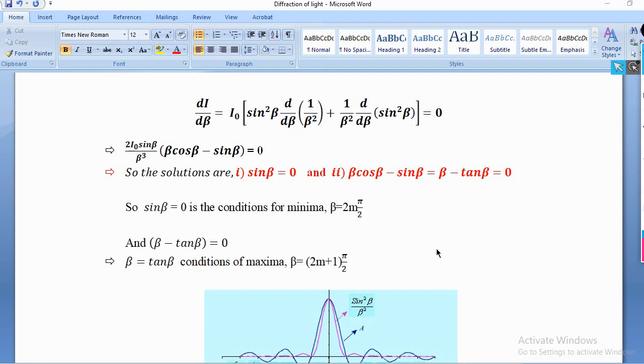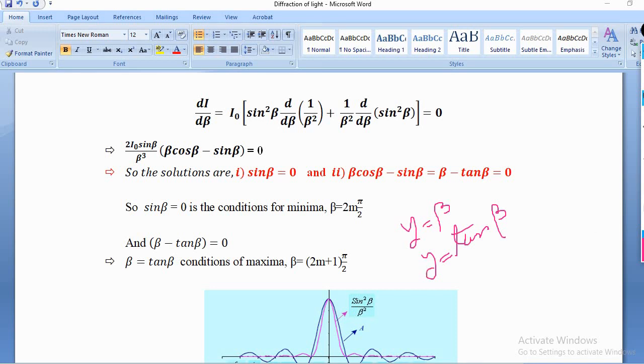So what we're going to do? We're going to use the concept beta is equal to tan beta. We are assuming there are two types of curves. One is y is equal to beta, and the second one is y is equal to tan beta. So there are two curves. Beta will be equal to tan beta where these two curves intersect with each other. When they intersect, we have the solution for beta is equal to tan beta.